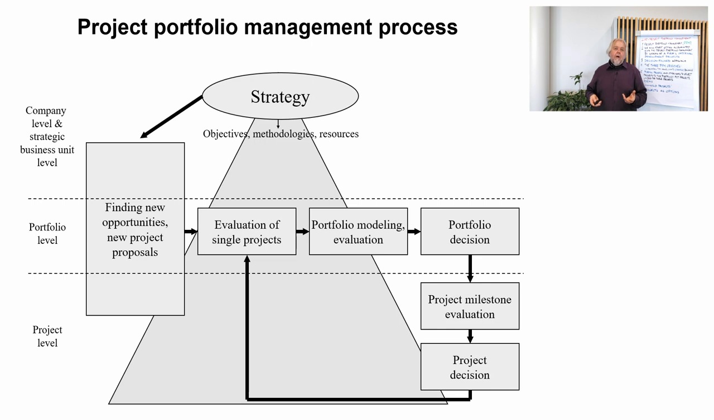We have here a picture about the project portfolio management process. And this picture illustrates a three-level organizational hierarchy. At the top there is the company level, in the middle there is the portfolio level, or if you like, we would call that a middle management level or departmental level. And then at the bottom there is the project level.